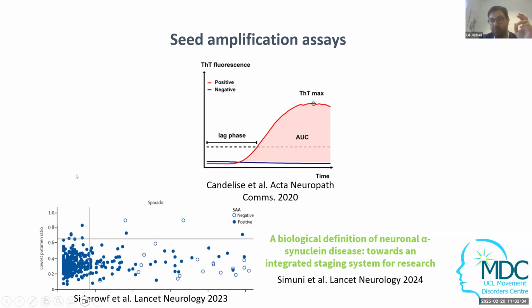And the amplification part of seed amplification is this rise in the fluorescence that we can detect when those aggregates are forming in the reaction mixture.